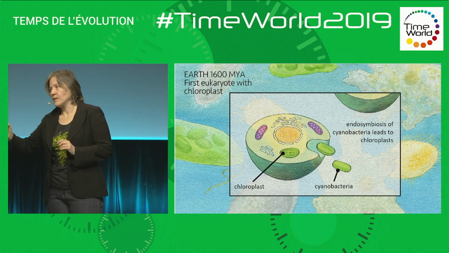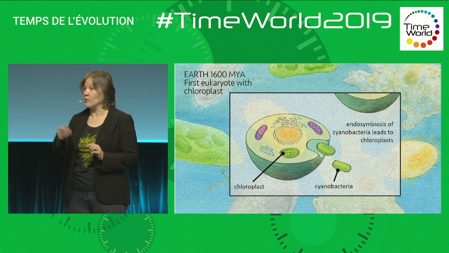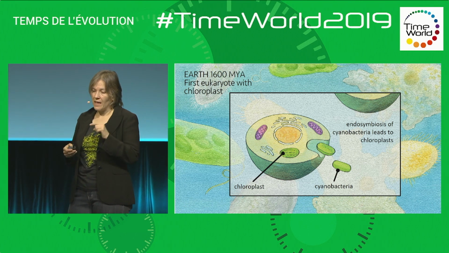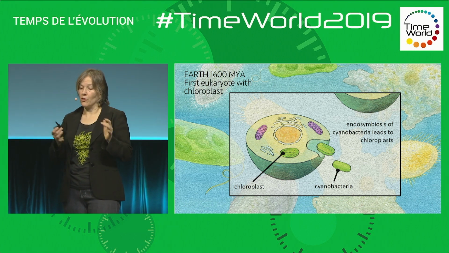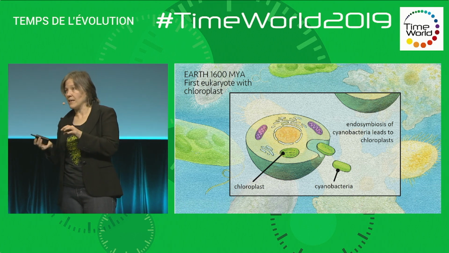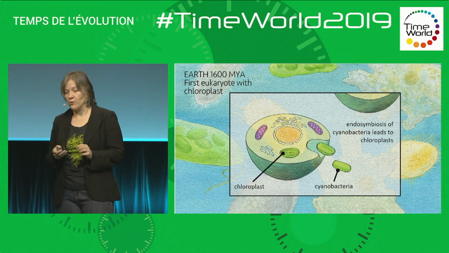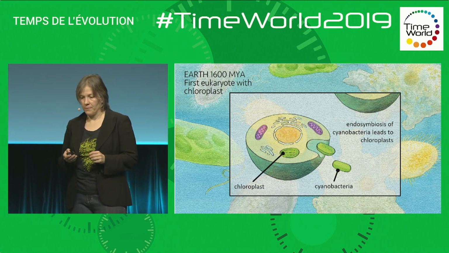So here we are already going into the direction of what a plant cell looks like, because you need a chloroplast. That's where photosynthesis happened. So what happened is that during that time, via a process we call endosymbiosis, cyanobacteria moved into a eukaryote and eventually turned into a chloroplast.